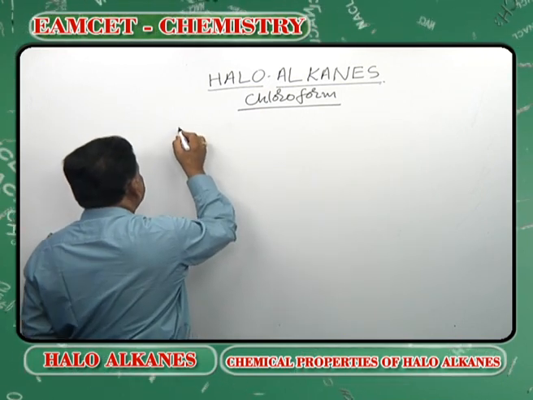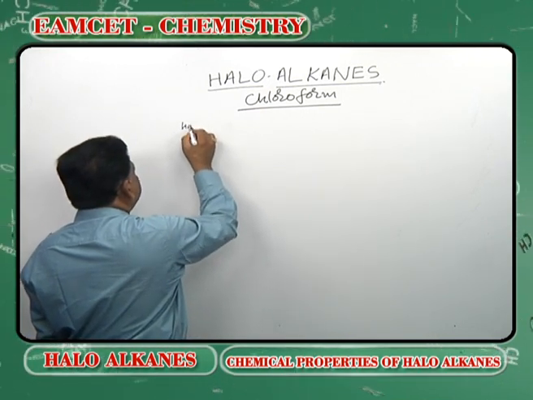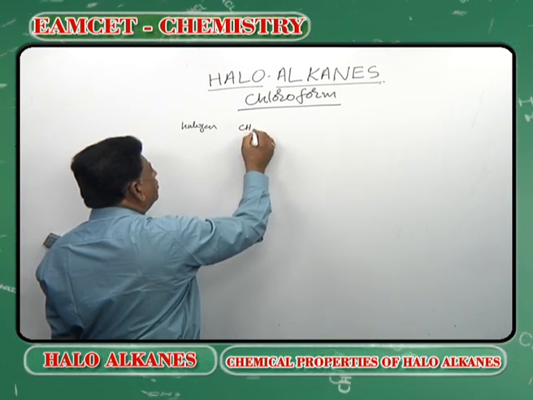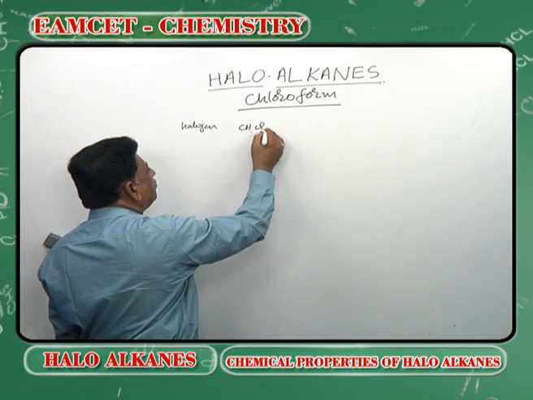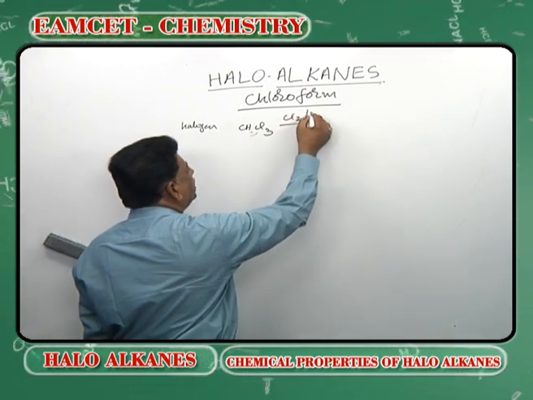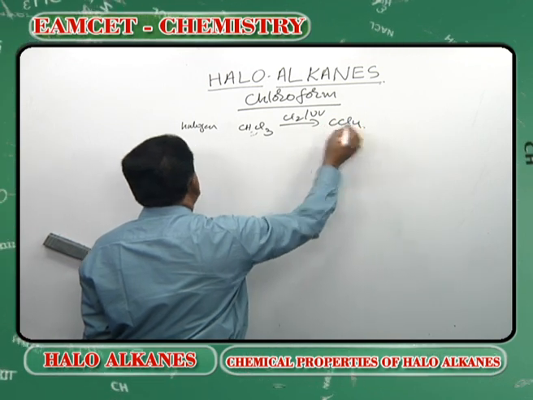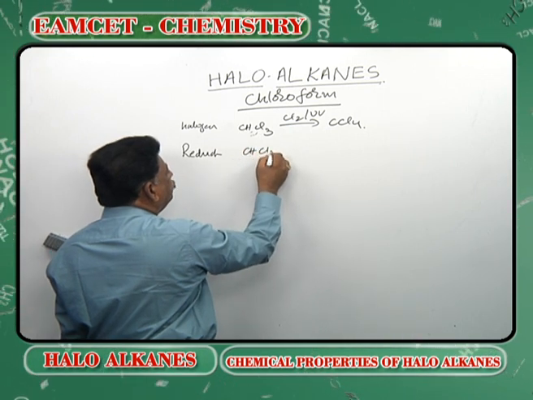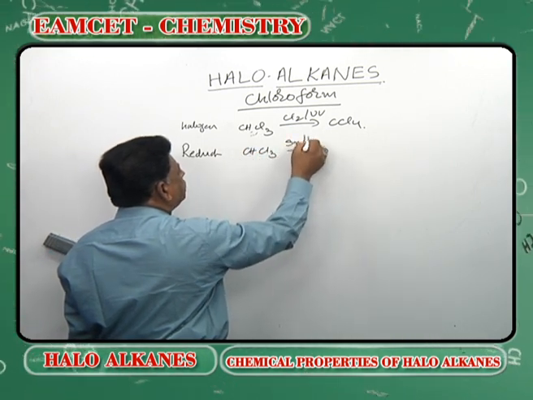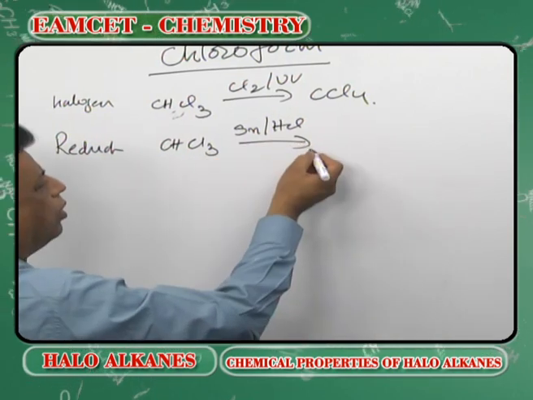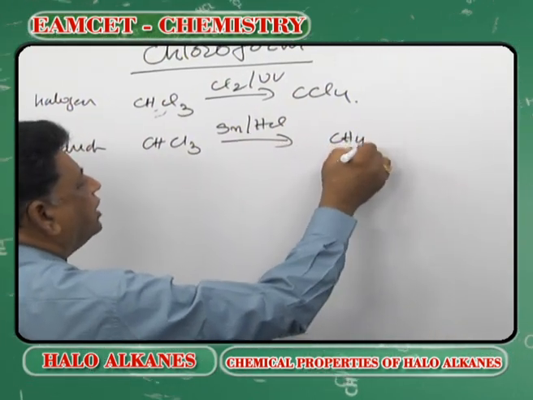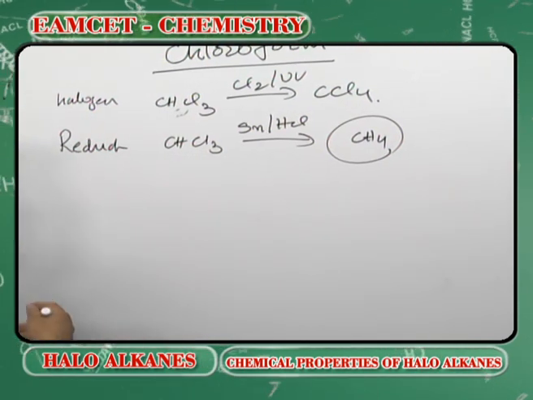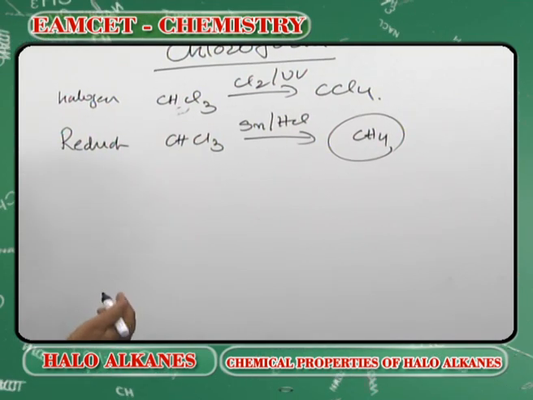First, let us take a few reactions. One is a halogenation. Chloroform can be further halogenated with chlorine and UV light so that CCl4 is formed. It can be reduced with tin and HCl. You will get a dichloro, monochloro and so on. Finally, what you will get is reduced methane. A mixture will come over slowly, and if you give enough time, it will be totally reduced.